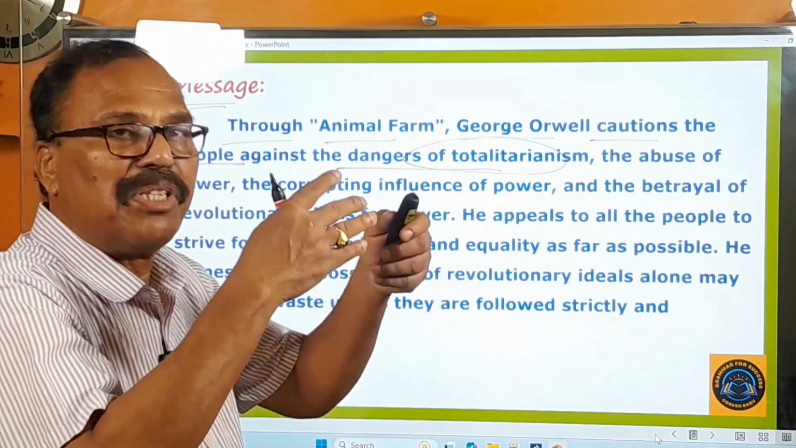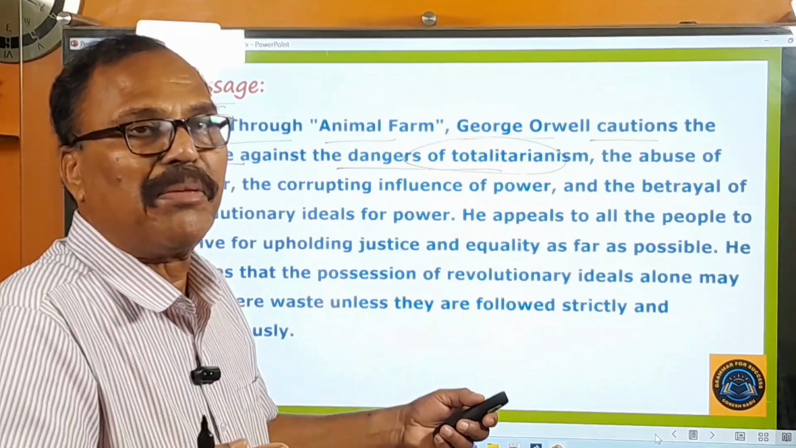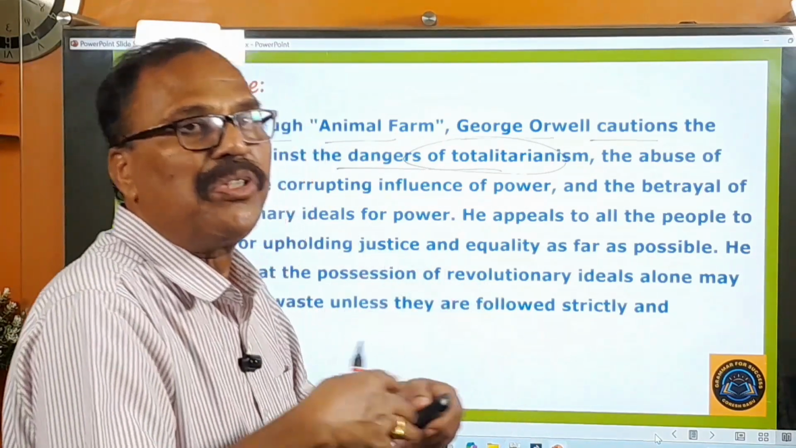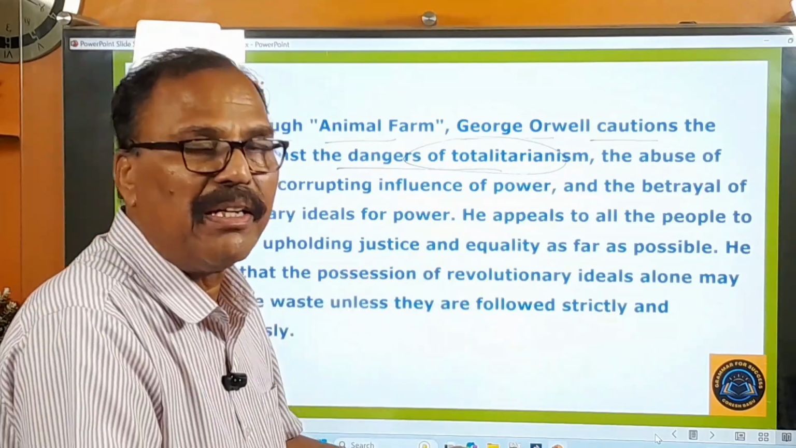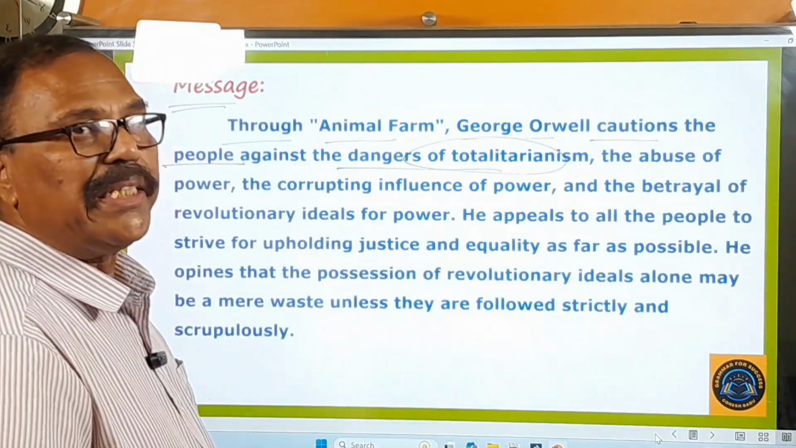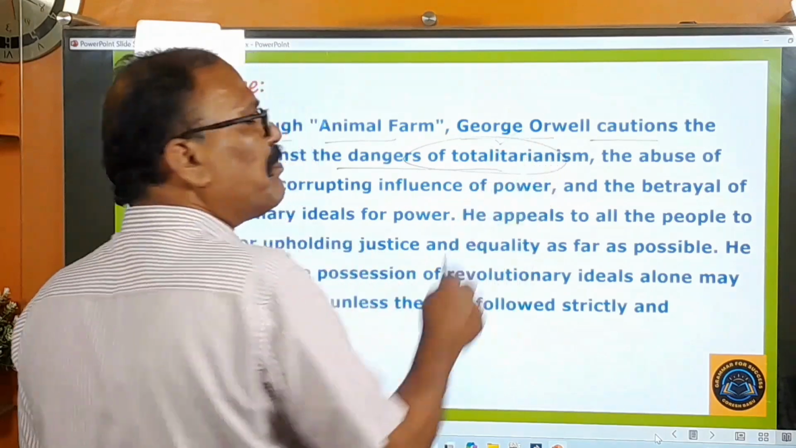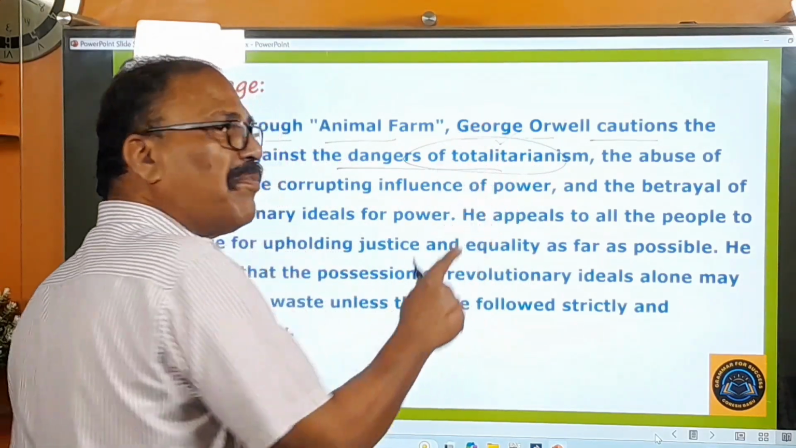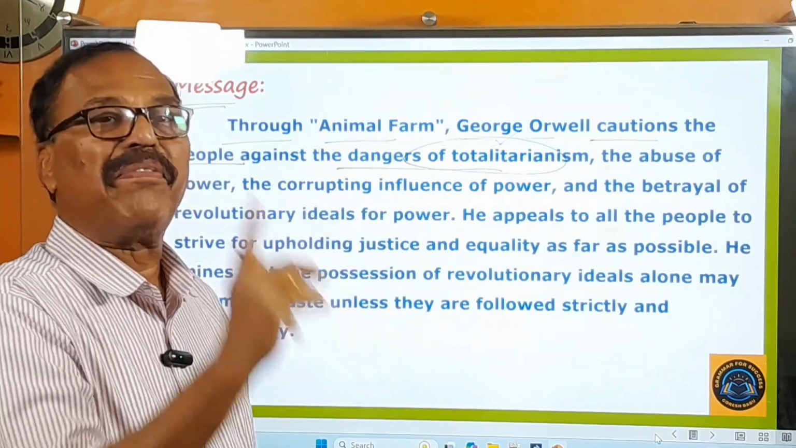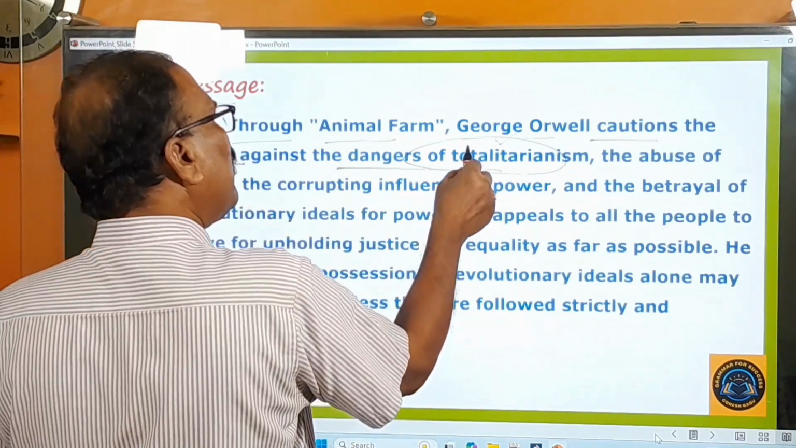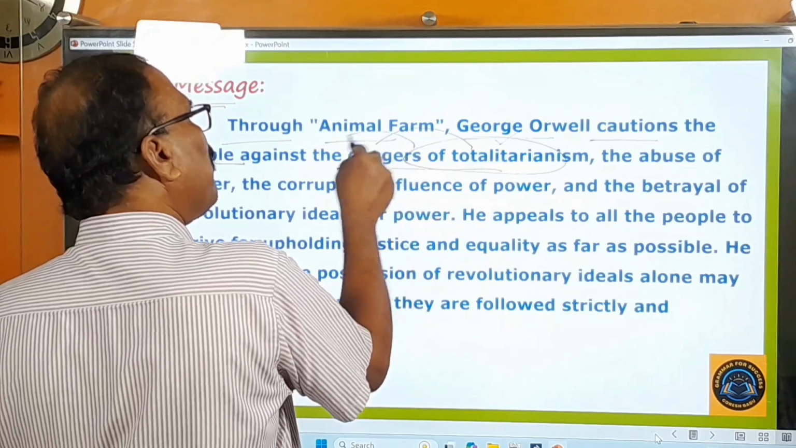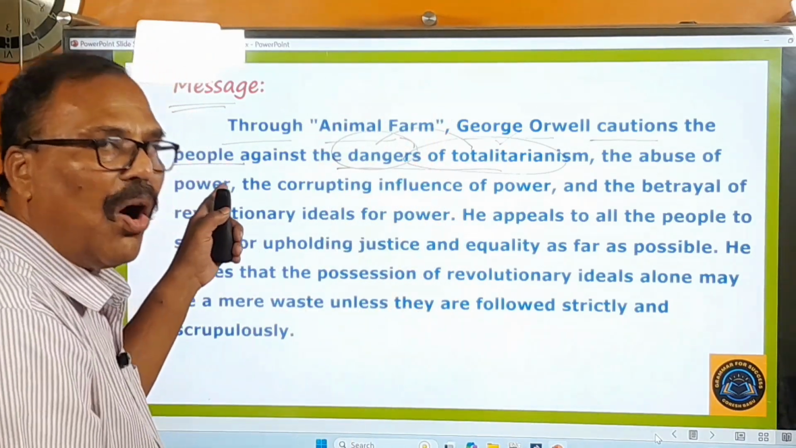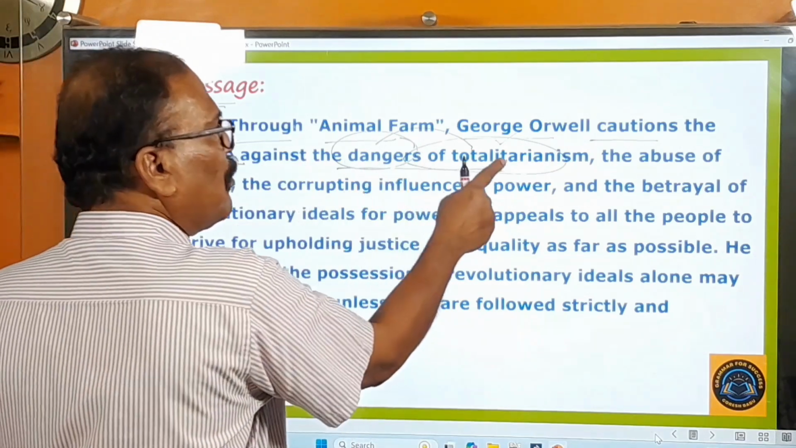Totalitarianism is a system in which the democratic people cannot survive. The people who wish to be socialistic, the people who wish to be democratic cannot survive, because it is a kind of dictatorship. It is a kind of one-man rule. It is a kind of autocracy. It is a kind of despotism. It is a rule by one person, and therefore there are so many dangers out of this one-man rule. So George Orwell is cautioning all the people against the dangers of totalitarianism.